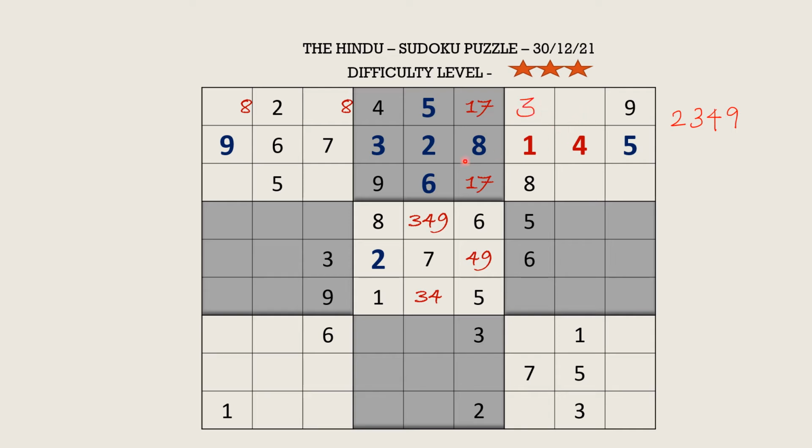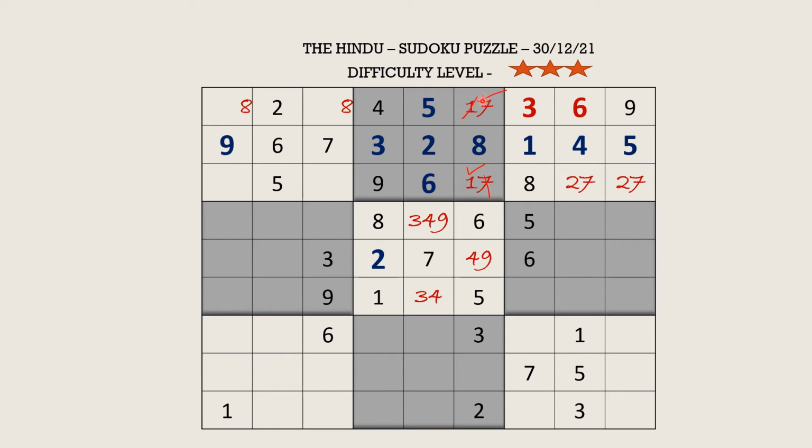Now, there is a 6 here which blocks here. So this cell takes 6. Now only missing numbers are 2 and 7. So these two cells will take 2, 7. Now this 7 blocks here. So this 7 gets cancelled out and this becomes 1 and this becomes 7.